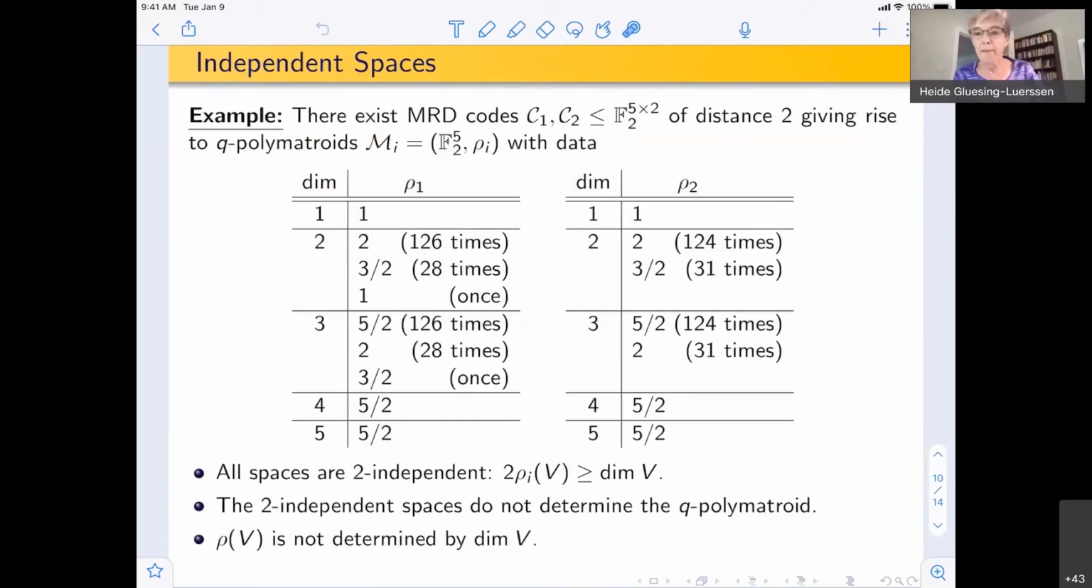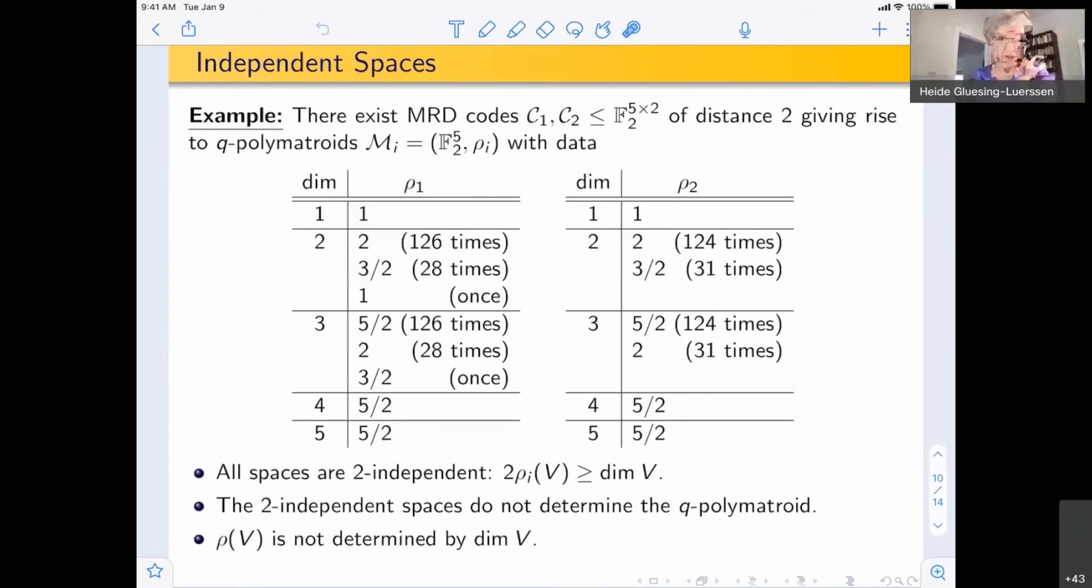First, an example, just to give a brief idea of how q-polymatroids look like. Here are two q-polymatroids, same ground space, F_2 to the fifth, and I give the rank function there. I just give how often each rank value is attained, sorted by dimension of the subspaces. So for instance, among the two-dimensional subspaces, the value 3/2 is attained 28 times, and so forth. And I give that for both. This is a full list.